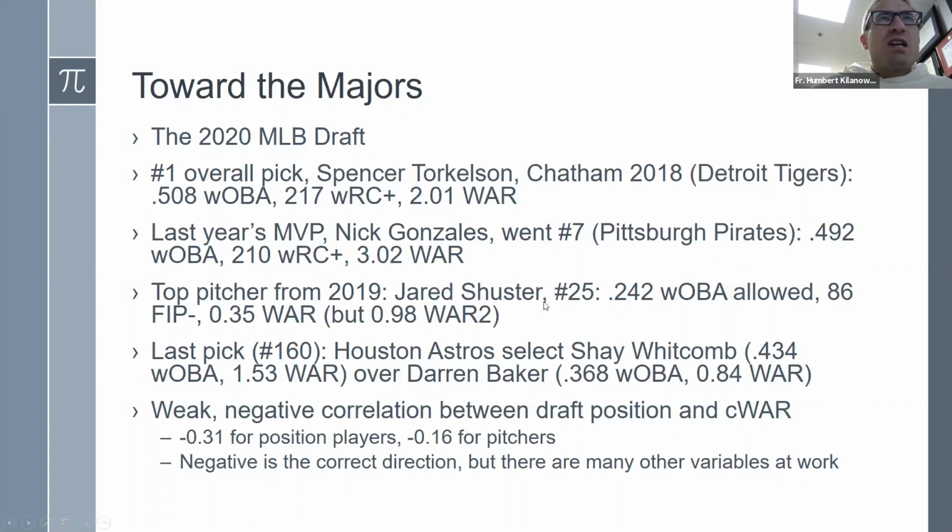The top pitcher drafted was Jared Schuster, 25th overall pick. And he did better in the modified WAR formula.